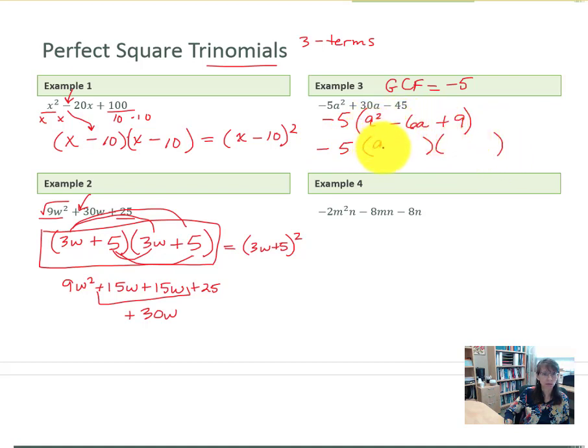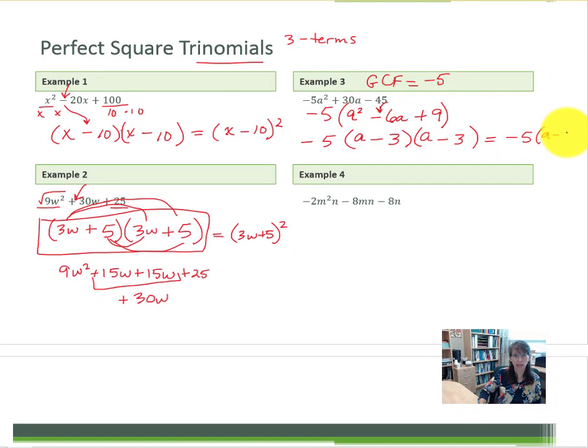A squared comes from a times a. 9 is 3 times 3. And the only way to match a negative middle term is if both of these terms are also negative. So I could write the answer as -5 times the quantity of a minus 3 squared. In example 4, I notice I also have negative, and coefficients are 2, 8, and 8. So at least -2 is a common factor.